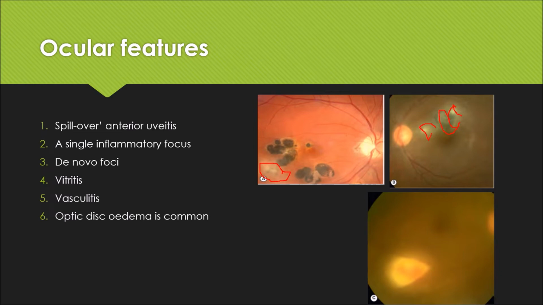Vitritis may be severe and impair fundus visualization, as here. As you can see, that fundus is barely visible here. Headlight in the fog is the classical description of the white retinal inflammatory neuritis viewed through vitritis. Vasculitis may be arterial, but is more commonly venous. Arteries can be involved. Optic disc edema is also common.